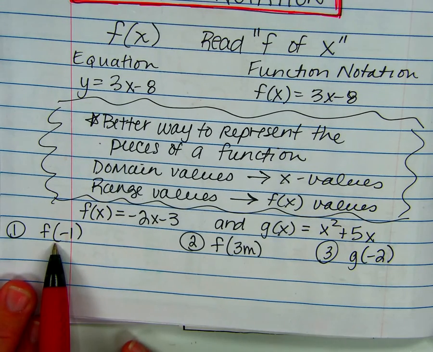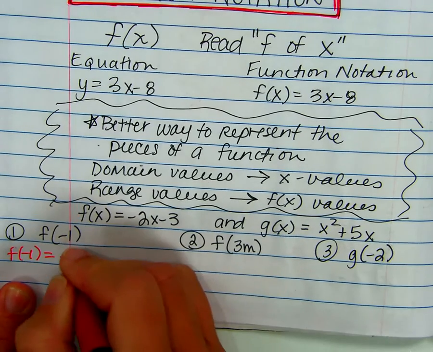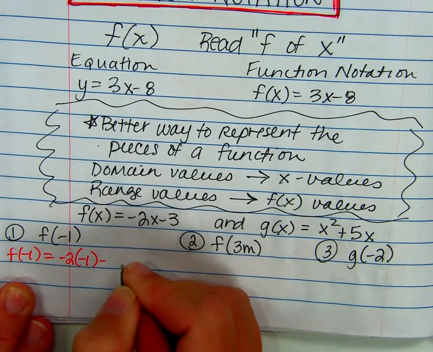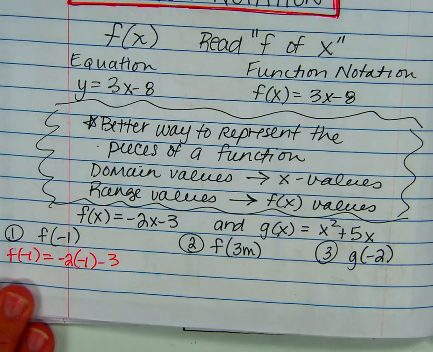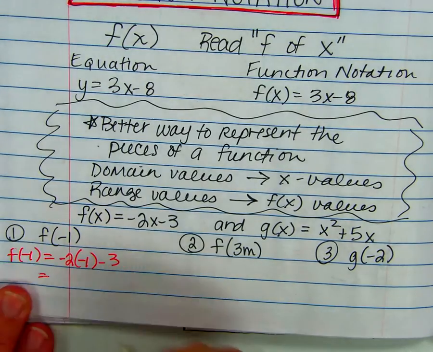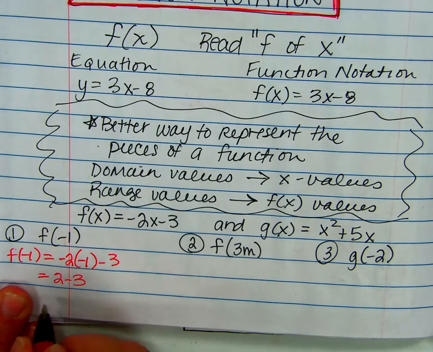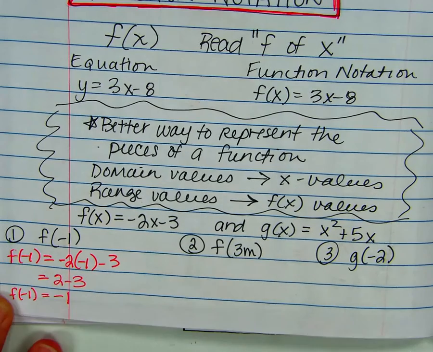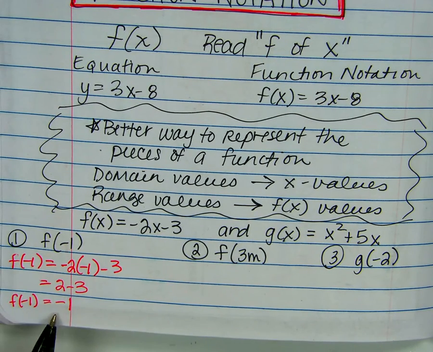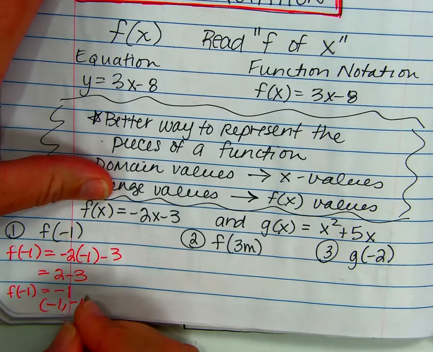I want to find what f of -1 is. So what I'm going to do is plug in -1 everywhere I see x. What's that called again? I'm replacing x with -1. This is substitution. So I take -2 times -1, that's +2. 2 minus 3 is -1. So f of -1 is -1, and I could write that as an ordered pair, (-1, -1).